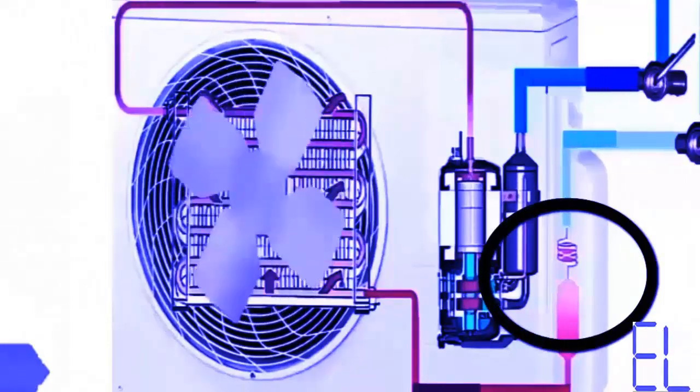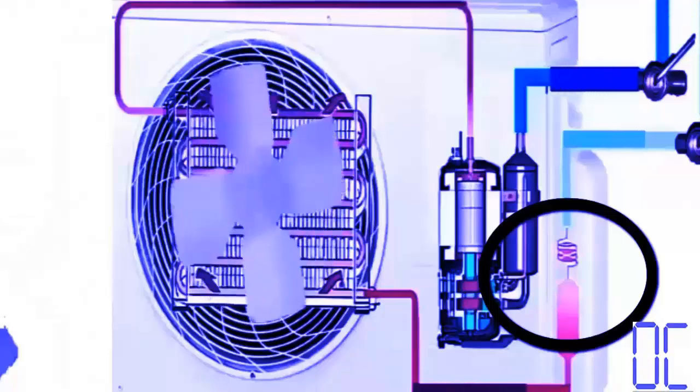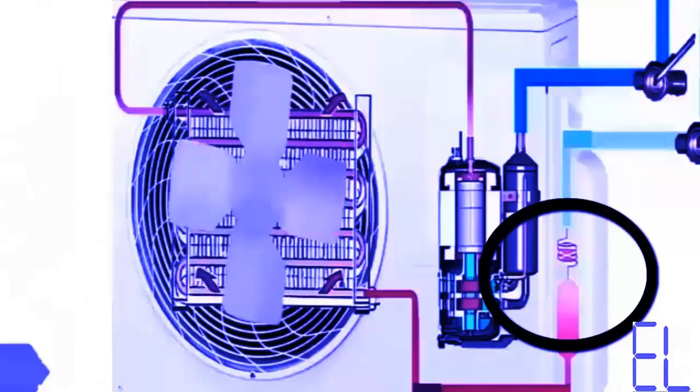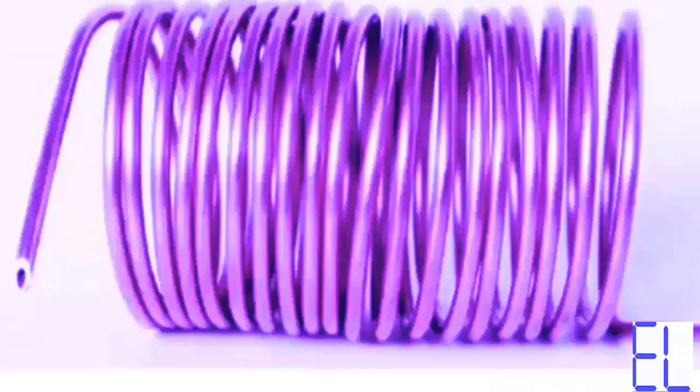Pay special attention to the capillary tube. To detect an obstruction, observe the unit while operating. If ice forms on the capillary tube or it becomes excessively cold, this could indicate an internal obstruction at that point.